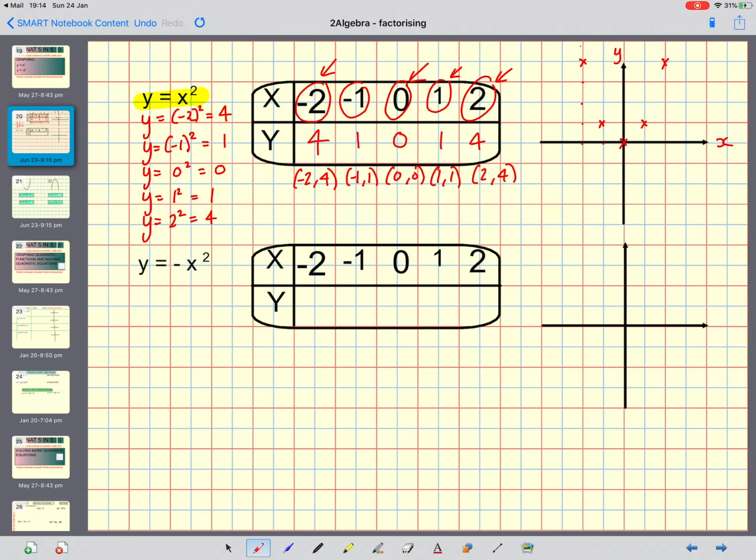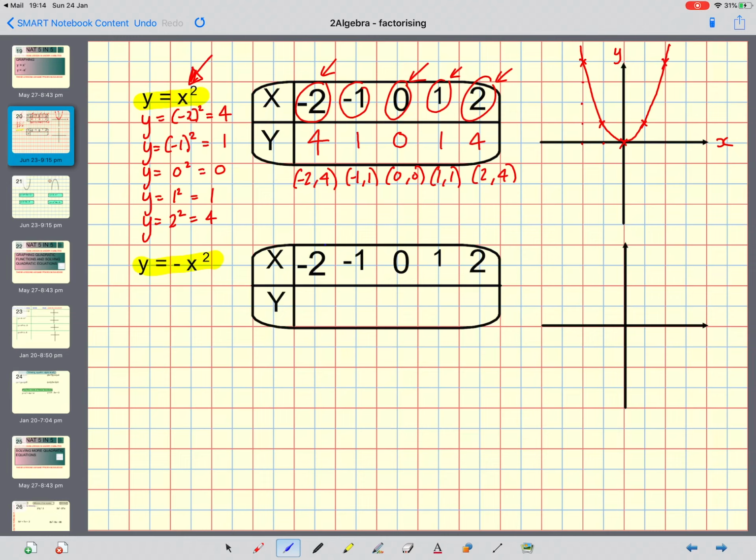Okay, and if you join everything together, it should give you a shape that looks like this. And this is called a parabola. Now anything like this, an x squared, will always be a parabola like this. So what does y equals negative x squared look like?